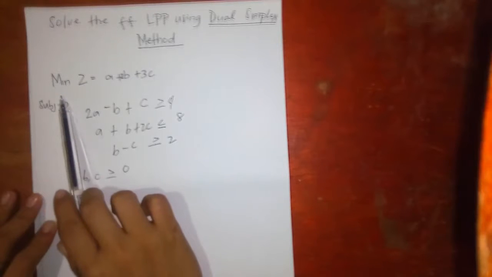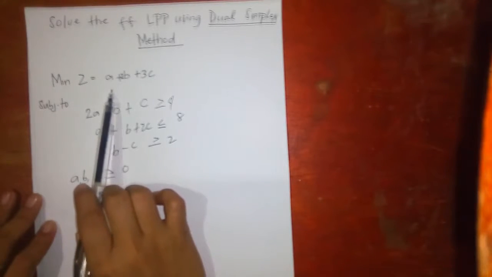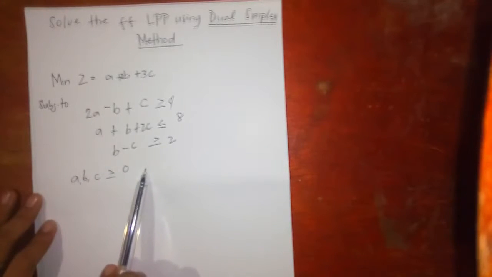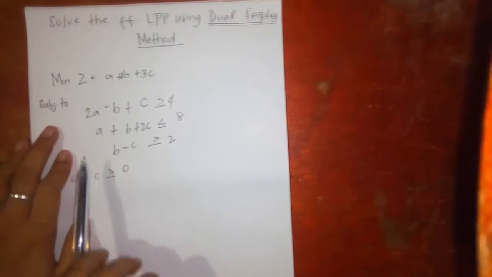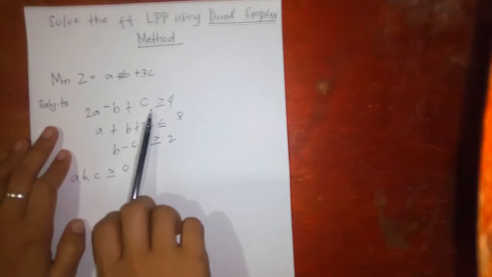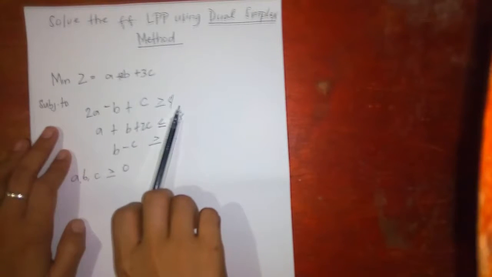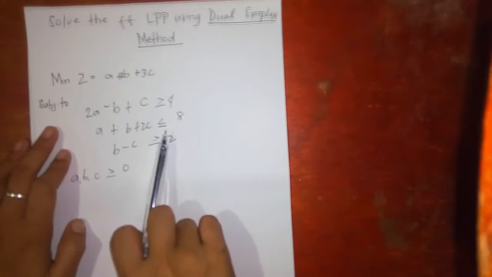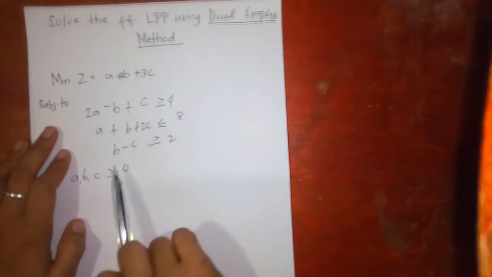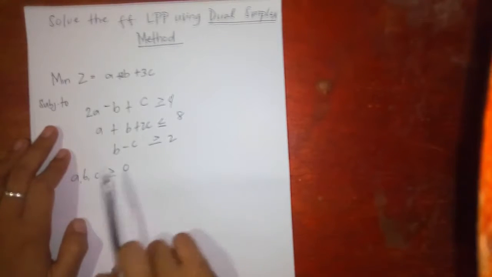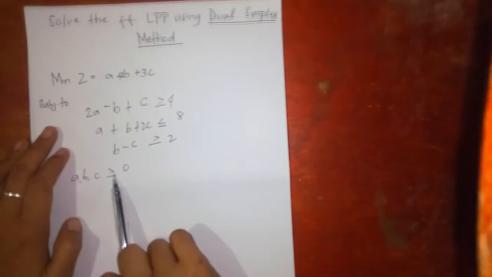So here, minimize z equal to a plus 2b plus 3c. Our constraints: 2a minus b plus c greater than or equal to 4. Then next, a plus b plus 2c is less than or equal to 8. Next is b minus c greater than or equal to 2. And a, b, and c must be greater than or equal to 0.